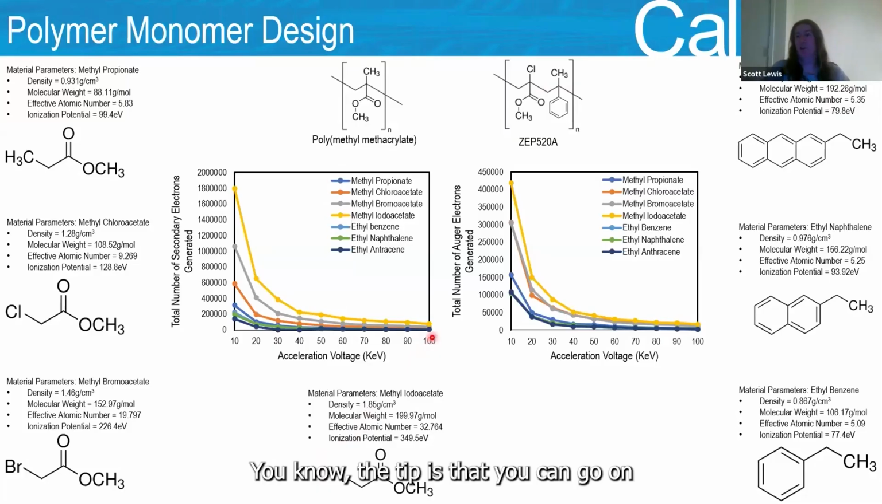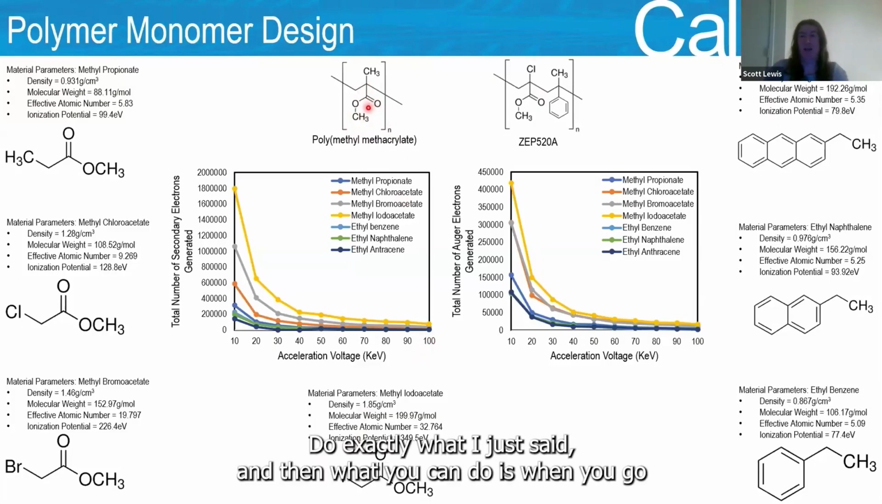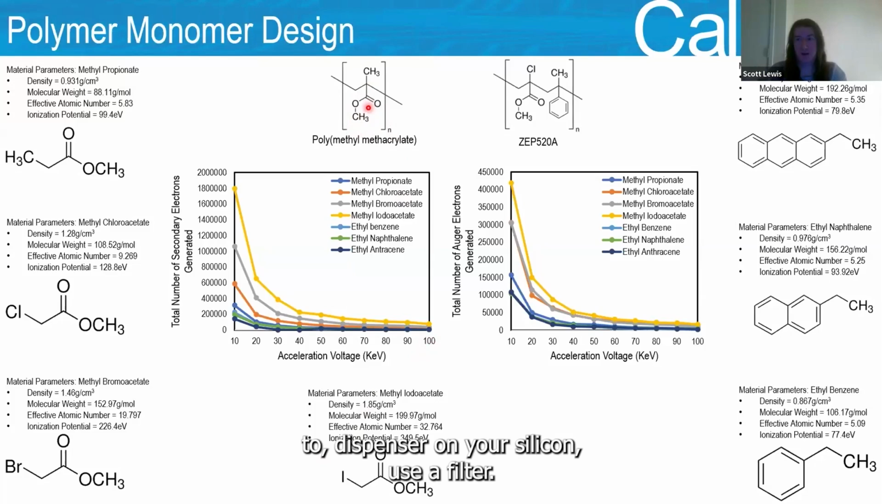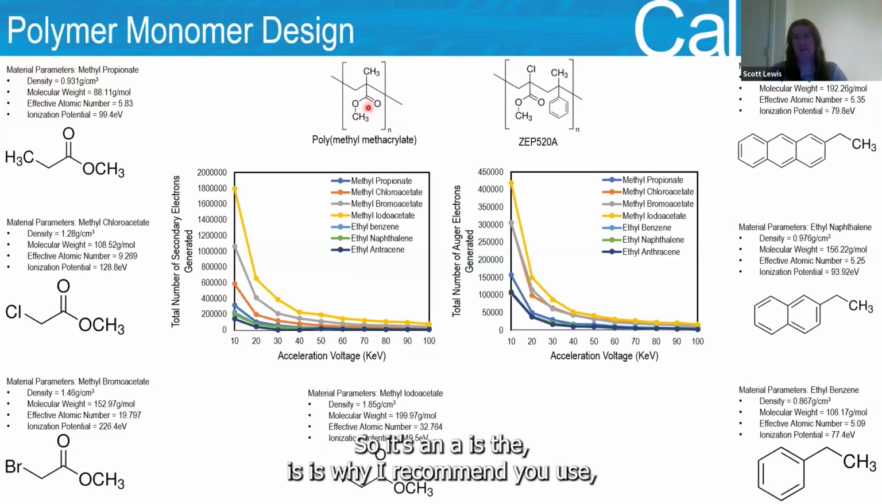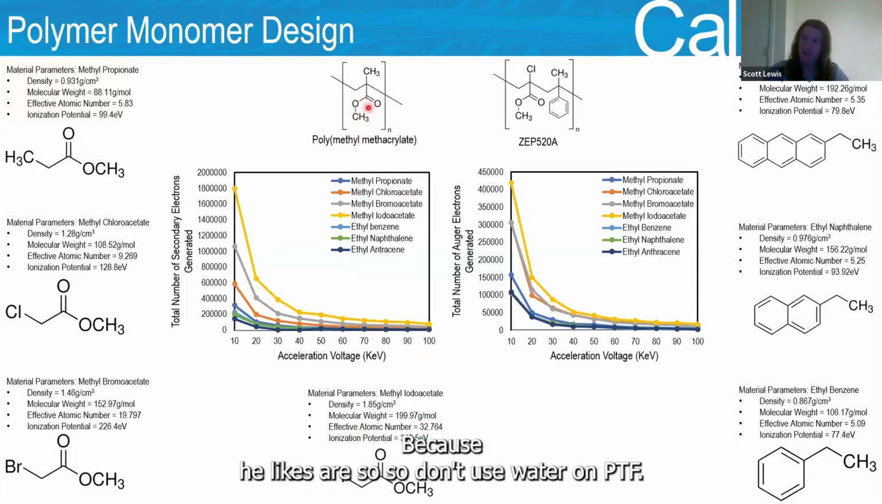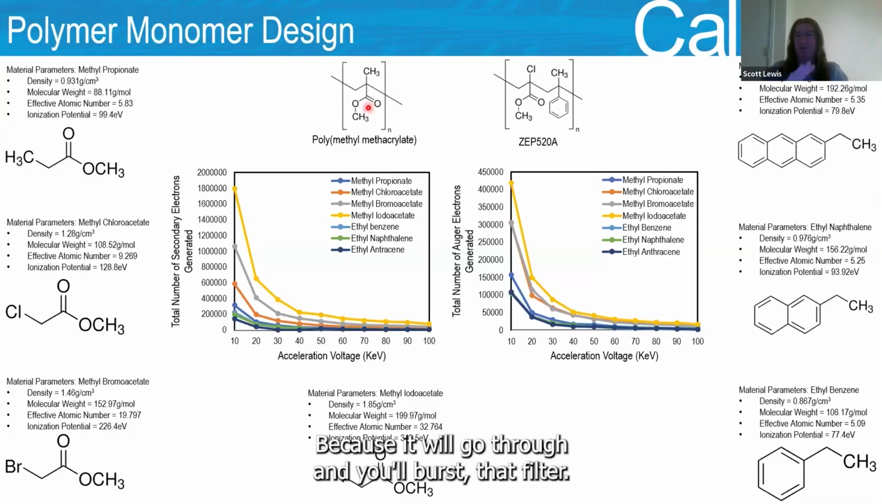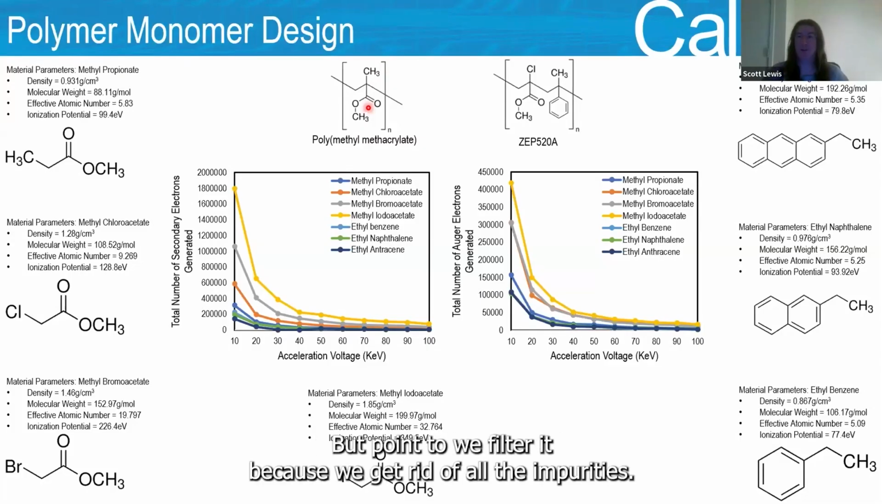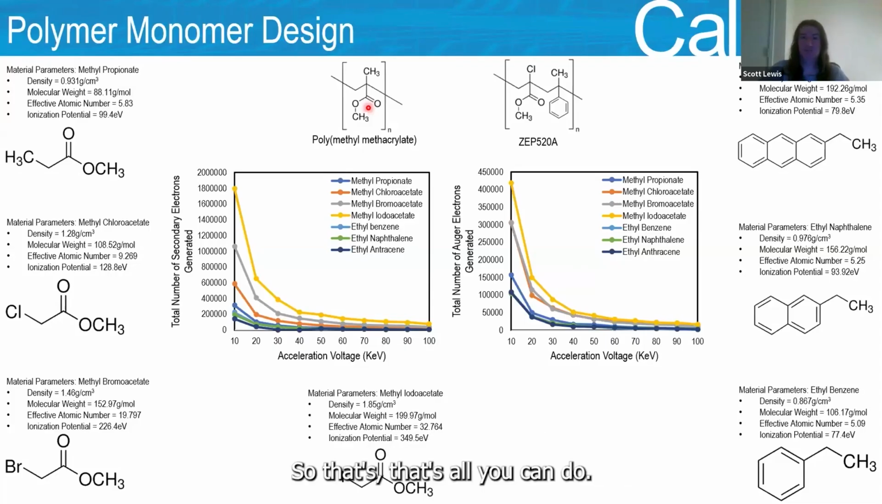Another tip is that you can go on Sigma Aldrich. You can buy this, weigh it out, do exactly what I just said. And then what you can do is when you go to dispense on your silicon, use a filter. So it's anisole that I recommend you use. Use a 0.2 filter, PTFE, okay? Because PTFE likes anisole. So don't use water on PTFE because it won't go through and you'll burst the filter. But 0.2, we filter it because we get rid of all the impurities. So that's what you can do.